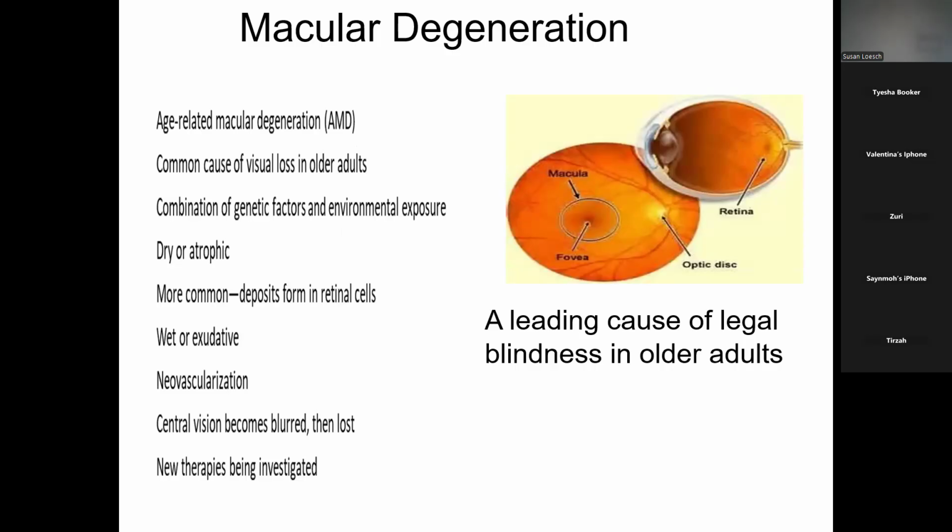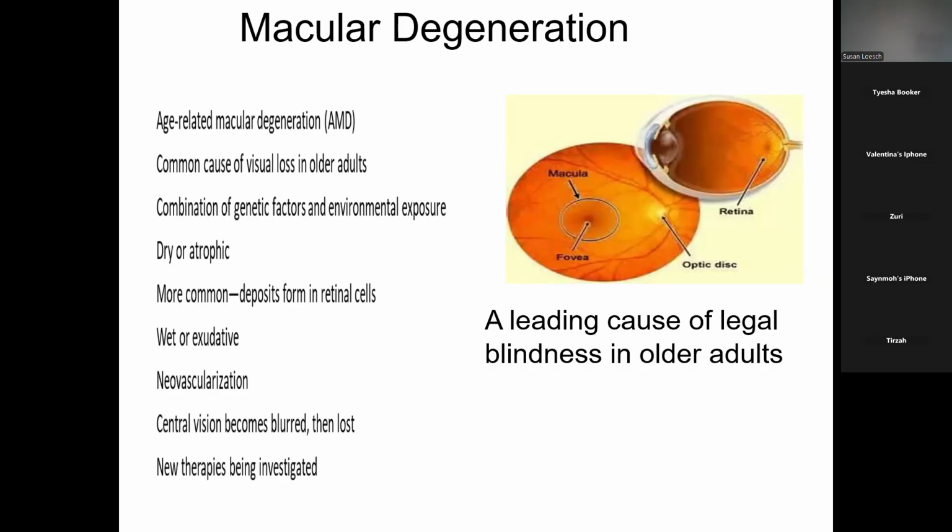Age-related macular degeneration. This is a common cause of visual loss in the older adult. So again, macular degeneration is going to be in that fovea centralis, in that central vision area. It comes from a combination of genetic and environmental exposure. Degeneration occurs at the fovea centralis in the macula lutea. Remember, that's where the most acute vision occurs.